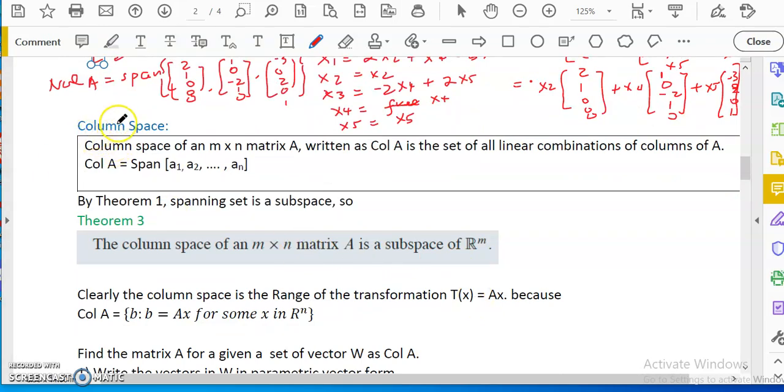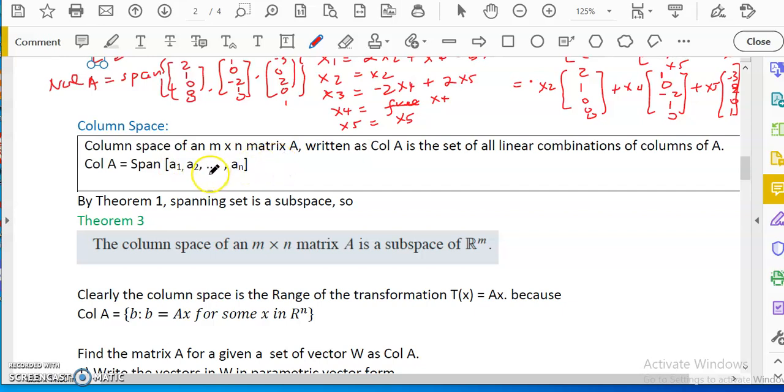Another concept is called the column space. If I have a linear transformation T(x) equals Ax, so the transformation is related to a matrix A, then Col A is the set of all linear combinations of the columns of A. So basically, it's like the range of the transformation, right? And we give it another name. It's called Col A, which is the span of a1, a2, through an.